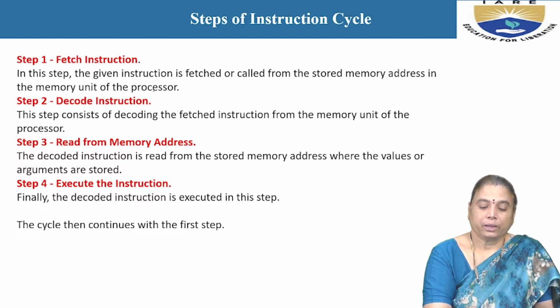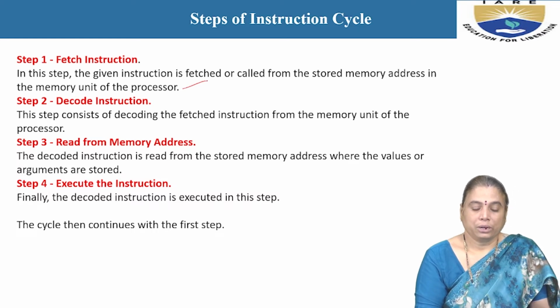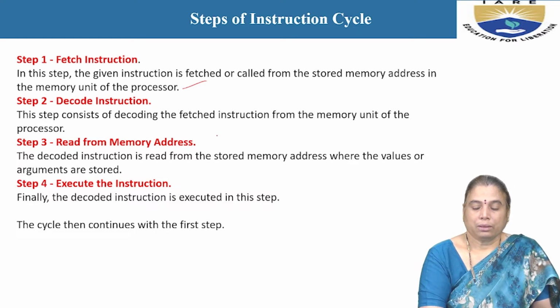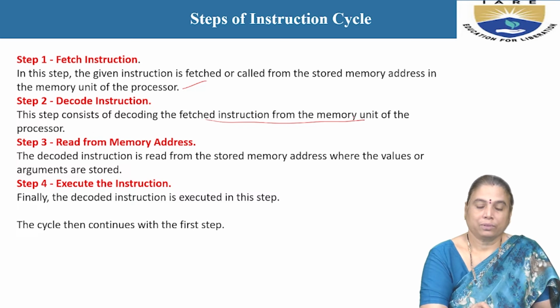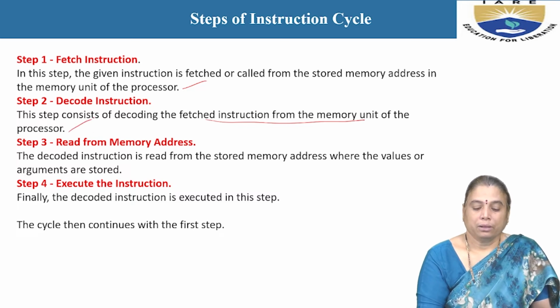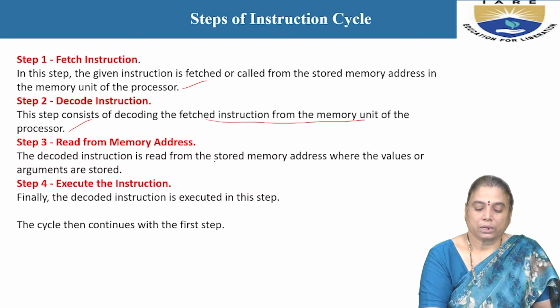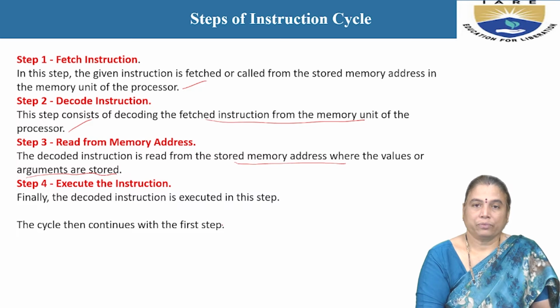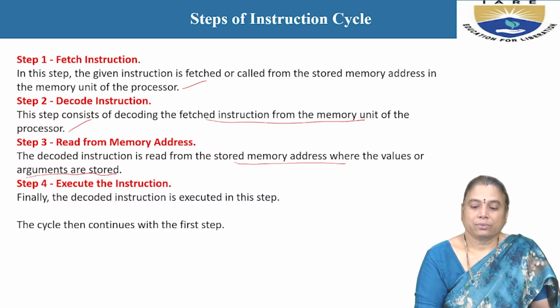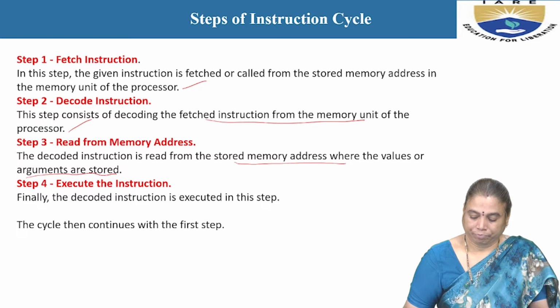In the fetch step, the given instruction is fetched or called from the stored memory address in the memory unit of the processor. In the decode step, the fetched instruction from the memory unit of the processor is decoded. Read from the memory address: the decoded instruction is read from the stored memory address where the values or arguments are to be stored. Execute the instruction: the decoded instruction is executed in the steps. The cycle then continues with the first step. So these are the steps of the instruction cycle.